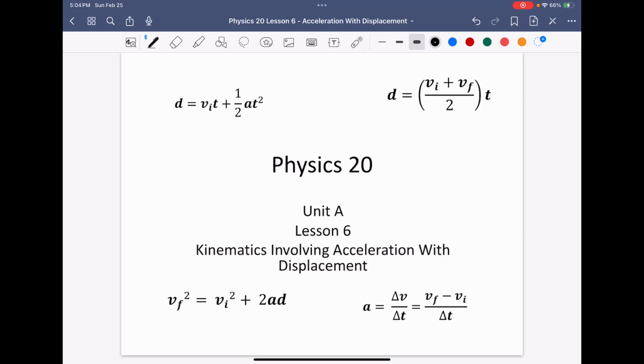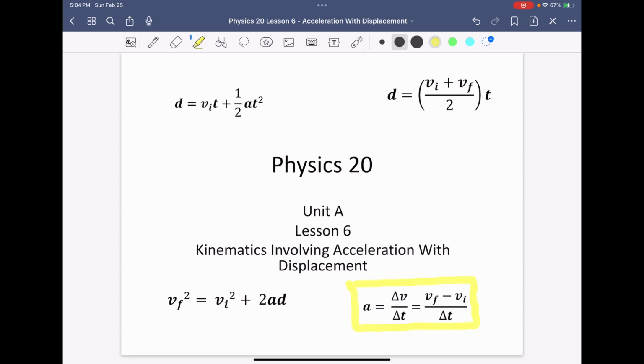All right, so we carry forward in kinematics and we go on to lesson 6, which is kinematics involving acceleration with displacement. So here's one thing I want to point out right away. In lesson 5, what we talked about is acceleration involving velocities, time, and the overall acceleration magnitude. So that actually gave rise to this equation right here.